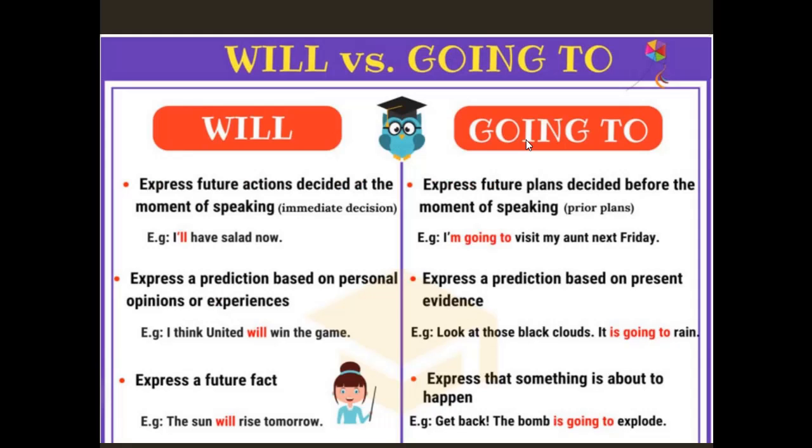Okay, guys, this is our summary. Okay, when to use will and when to use be going to. And it says will expresses future actions decided at the moment of speaking. It's an immediate decision. It expresses a prediction based on personal opinion or experience, and expresses a future fact. We're going to use be going to when we already decided before the moment of speaking, when we express a prediction based on present evidence, and to express that something is about to happen. Okay? Something that you see and something that you hear.